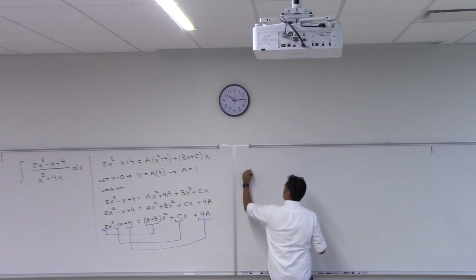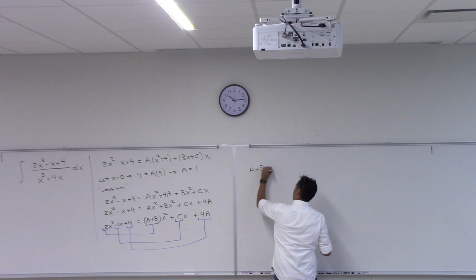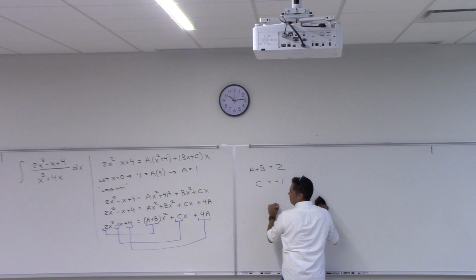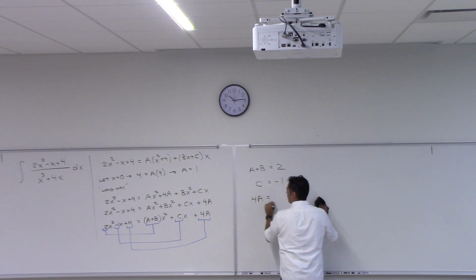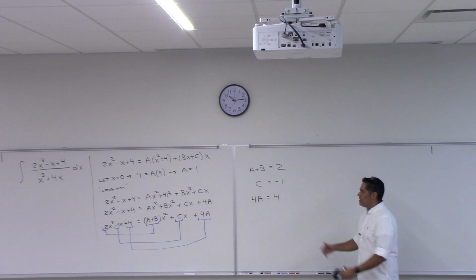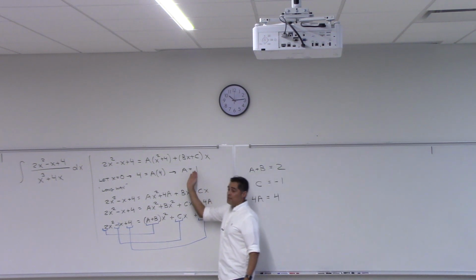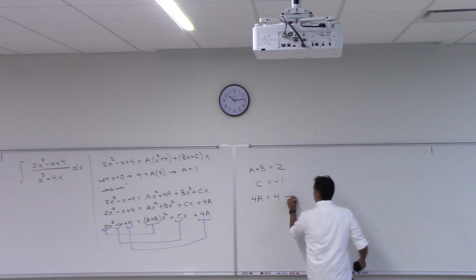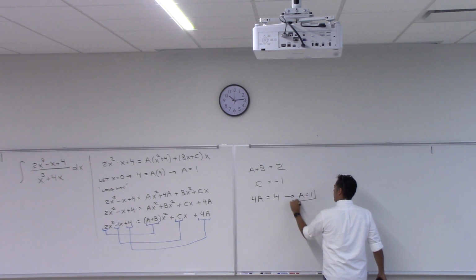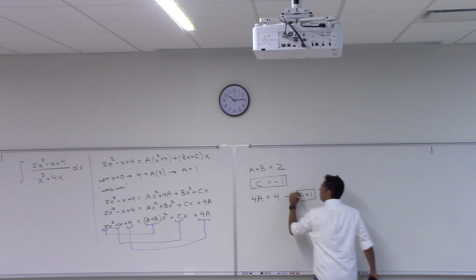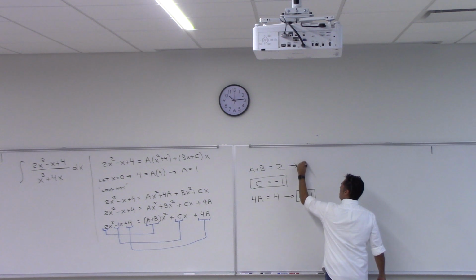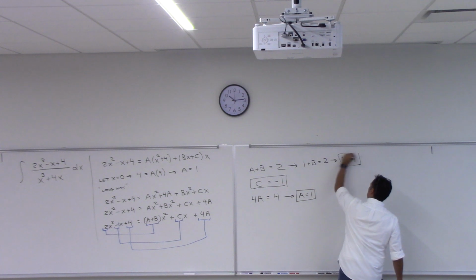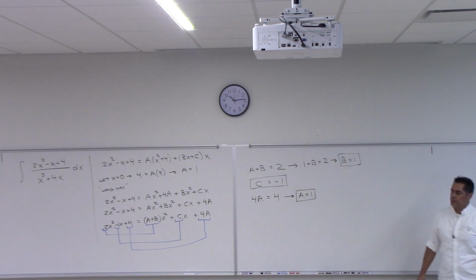So I have a plus b must be 2. I have that c must be -1, and I have that 4a must be 4. Do y'all see that we would have figured out that a is 1 had we not done the short way? We would have found that out. Okay, so this tells me a is 1. I already know that c is -1. And if a is 1, then 1 plus b is 2, which means b is 1. So I know what a, b, and c are.